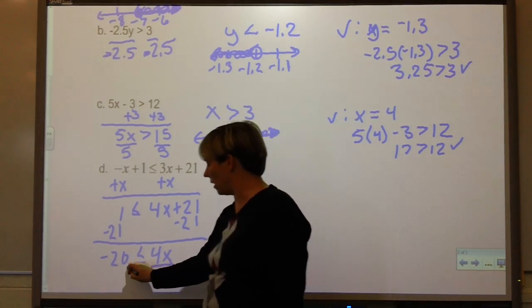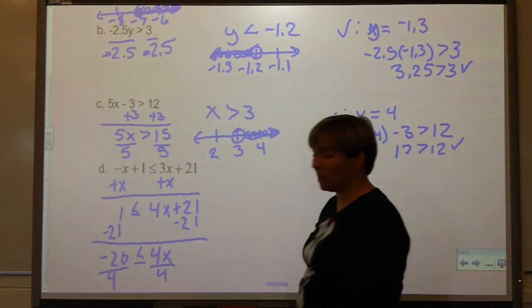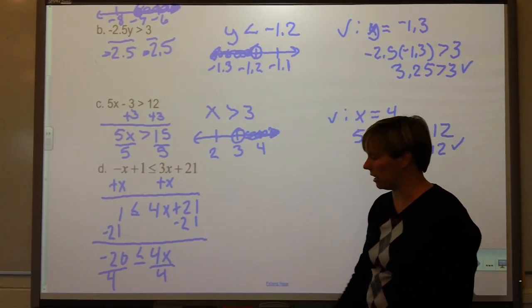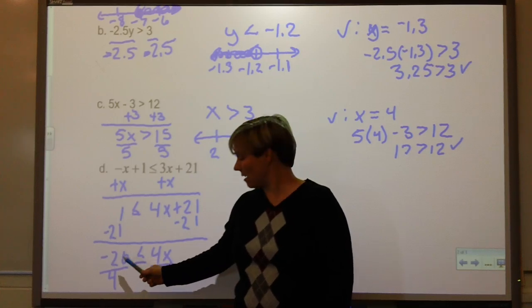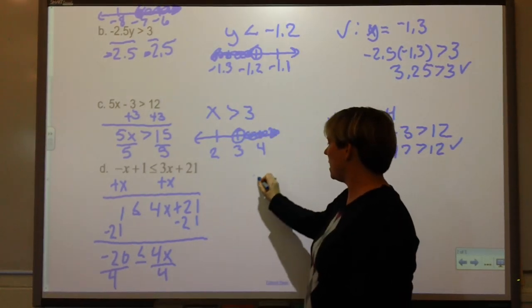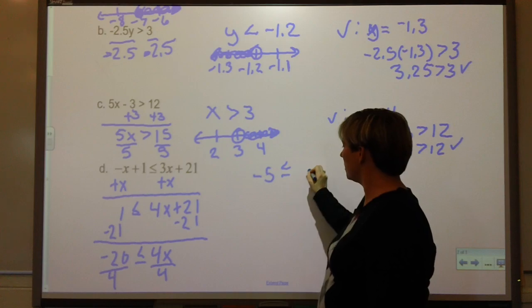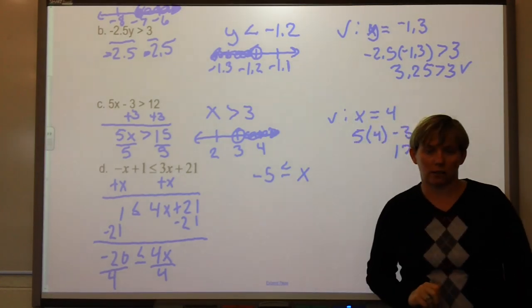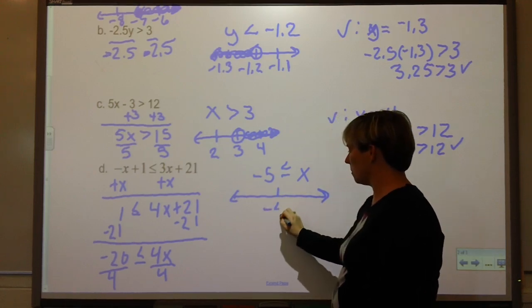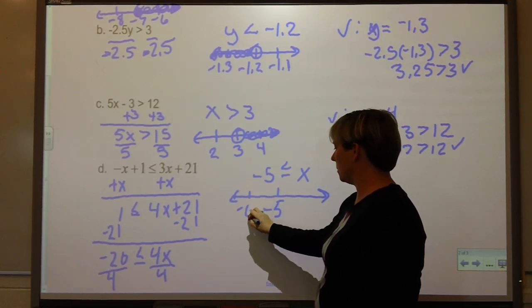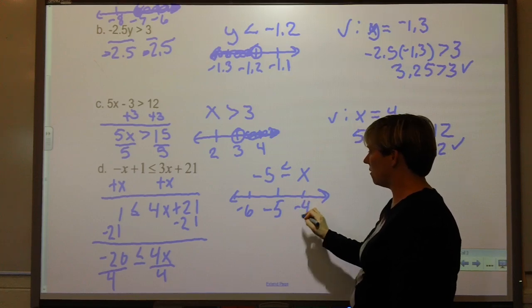Then I divide by 4. Keep in mind, I do not flip my inequality here. I'm dividing by a positive 4, so even though 20 is negative, I'm leaving my inequality the way it is. So I get negative 5 is less than or equal to x. When I go and graph this, I know my reference point is going to be negative 5, and over here would be negative 6, and over here would be negative 4.